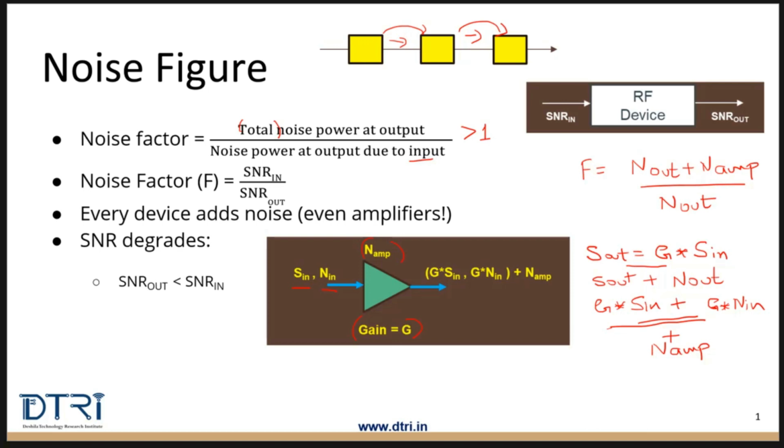So what is noise figure? Take the dB or decibels of the noise factor, which is 10 log 10, and what we get is the noise figure, which is in decibels.